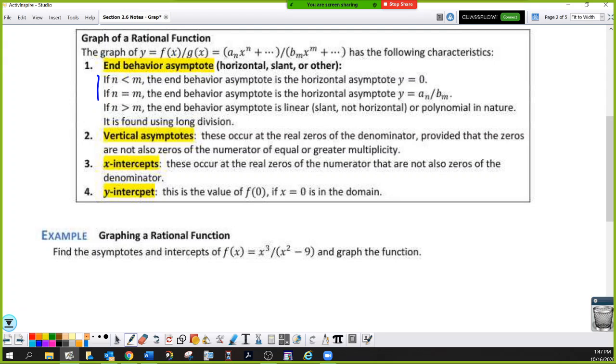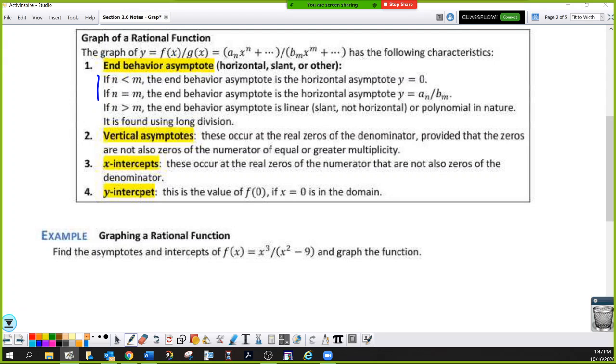If the degree of the top and the bottom are equal, it's leading coefficient over leading coefficient, still a horizontal line end behavior asymptote. But what if the degree of the top is larger than the degree of the bottom? Well, if it's only one larger, then you're going to have a linear asymptote, oblique asymptote, slant asymptote. It won't be horizontal anymore, it'll have slope. But that's specifically if the degree of the top is 1 bigger than the degree of the bottom.